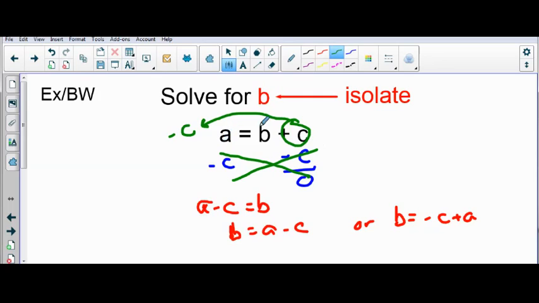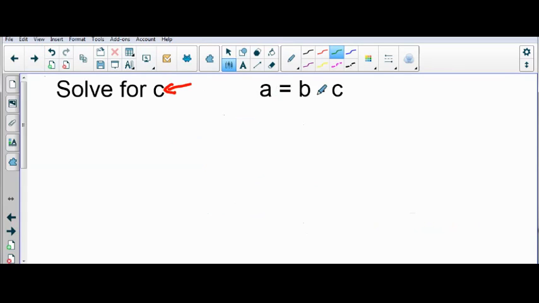I could turn this a into a negative a. I could turn the b into a negative b. I can turn the c into a negative c. If it stays on the same side, it keeps its sign. It's a plus b here. It's a plus b here. It's a plus c here. It's still a plus c right here. Okay, so let's just use the shortcut and do it that way.